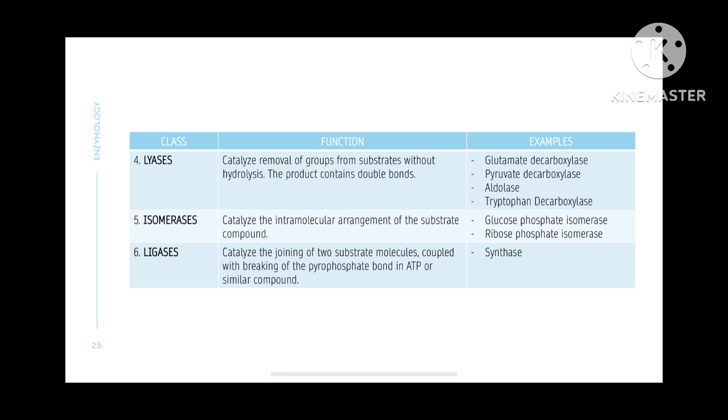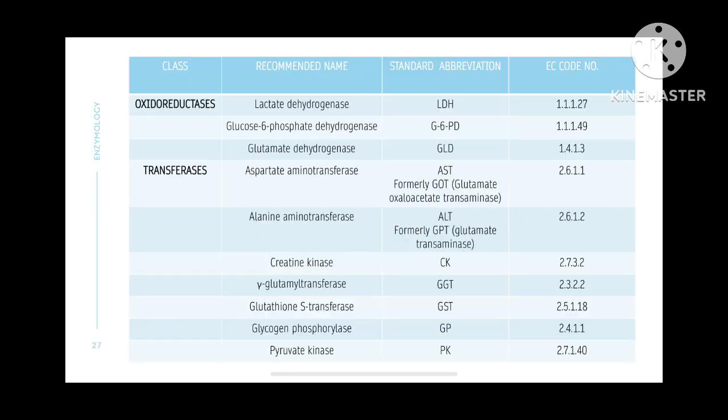Representing number 5 would be isomerases. Their main function is to catalyze the intramolecular rearrangement of the substrate compound. Examples of which would be glucose phosphate isomerase and ribose phosphate isomerase. And lastly, the ligases catalyze the joining of two substrate molecules coupled with breaking of the pyrophosphate bond in ATP or a similar compound.